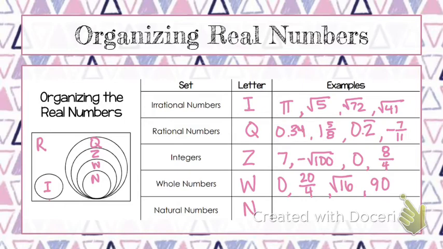And finally, natural numbers are your counting numbers. So 10, 47, the square root of 9 reduces to 3, that's a counting number. Or 34/2, that equals 17, that's a counting number. Okay, so I hope this helps you get the picture of what some of these look like.